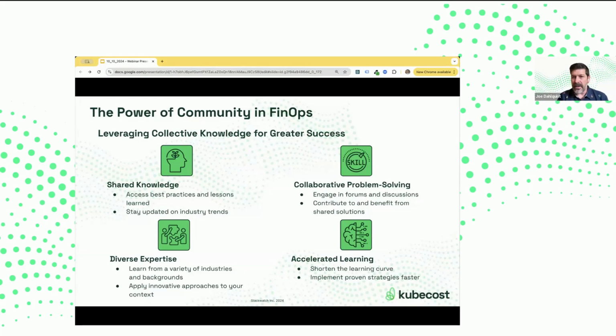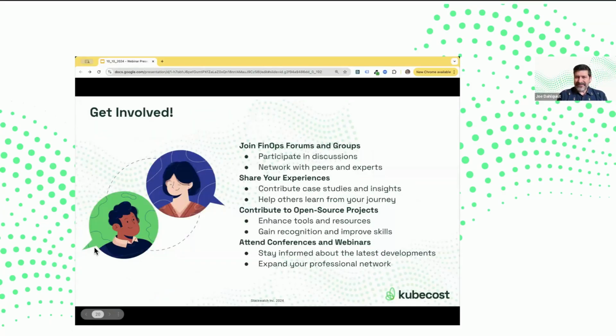There's lots of great and in many cases free learning opportunities afforded by the FinOps community to get better at this stuff and accelerate the speed at which you're understanding it and then implementing it within your own organization. And we can go to the next slide.